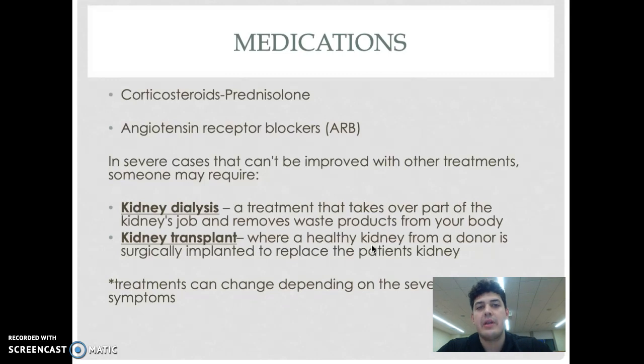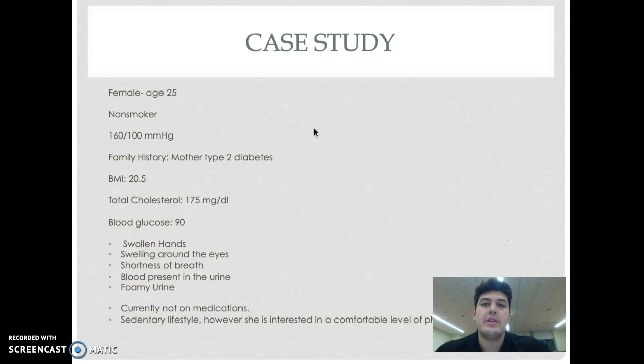These medications are commonly prescribed, even if your blood pressure is not particularly high, as they can protect the kidneys. So as a case study, we have a female, age 25. She's a non-smoker. She has very high blood pressure, 160/100. She has a family history of her mom having type 2 diabetes, a BMI of 20.5, which is fine, total cholesterol of 175 milligrams, which is totally fine as long as it's under 200, and blood glucose of 90, which is fine.